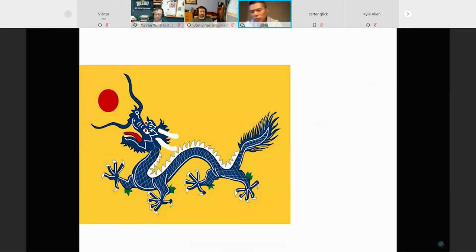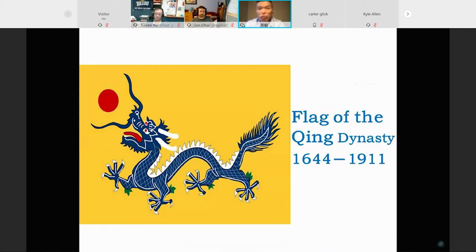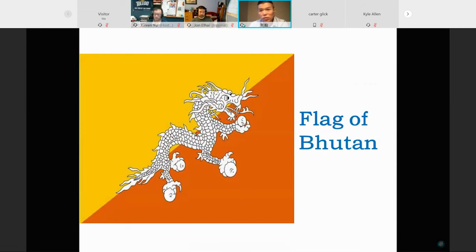So I know you're kind of confused. Okay, let me explain. Before we discuss the difference between the two dragons, let's see some pictures. Not pictures, guys, this is the national flag of the Qing Dynasty, the last dynasty in Chinese history. And this is the national flag of Bhutan. You can see the dragons. Maybe we can call them Asian dragons.